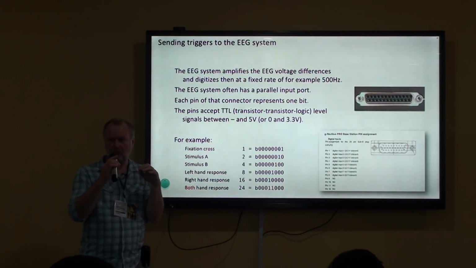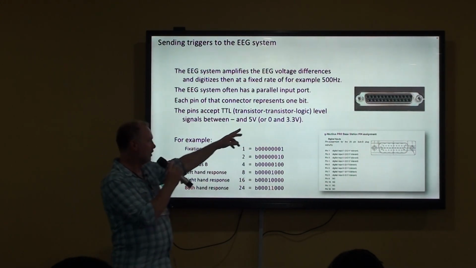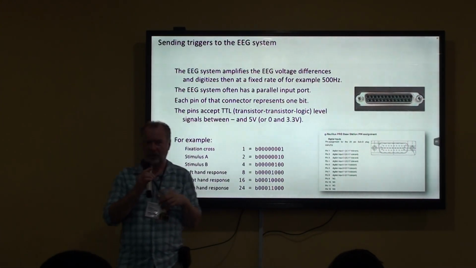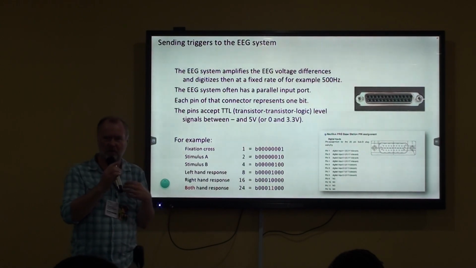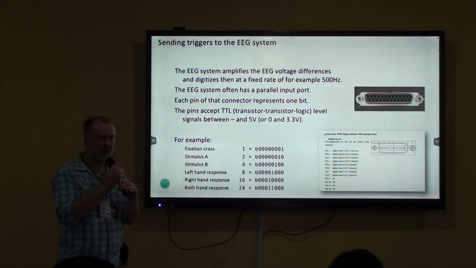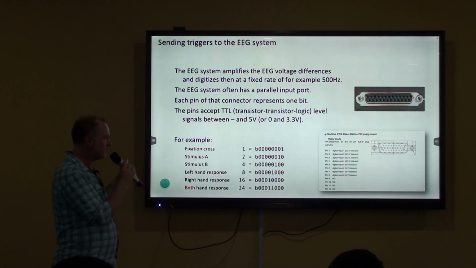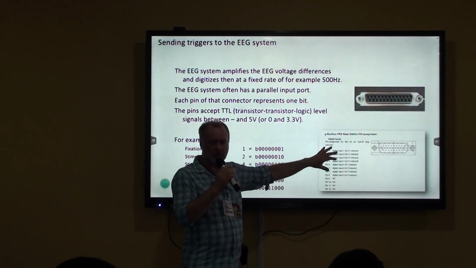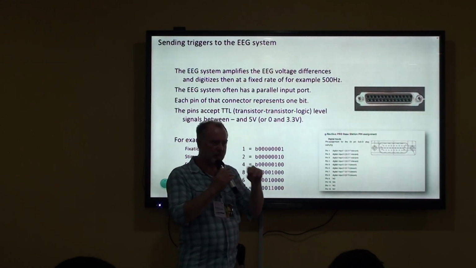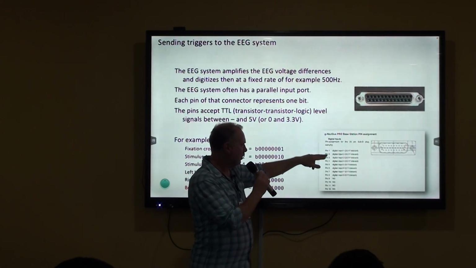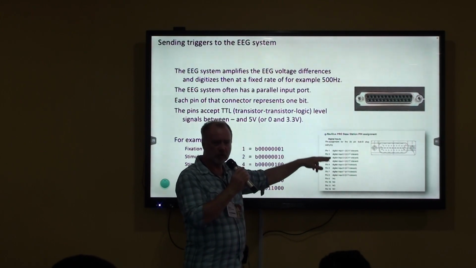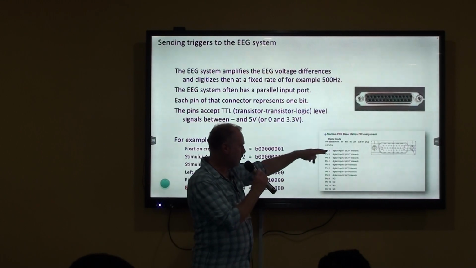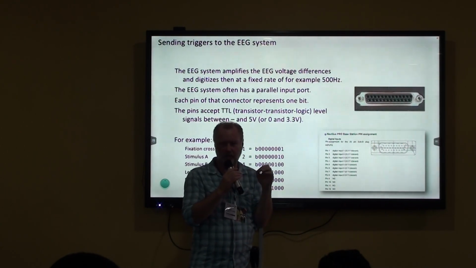What is important is that some of the EEG amplifiers will work with 5 volts, some of them will work with 3 volts or 3.3. So if you make such a cable, you always have to look this up in the specification of the amplifier. This is the specification for the GTEC Nautilus amplifier, the one that we had in the middle. It specifies which pins can be used and which voltage can be used on those pins. So I made a cable for this, and on this cable I can send individual bits.